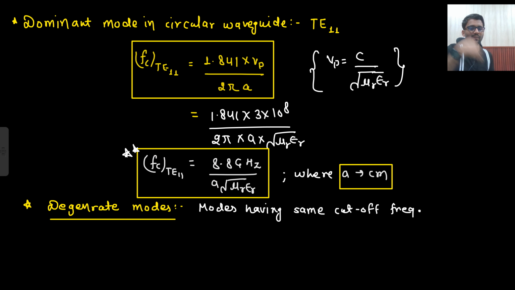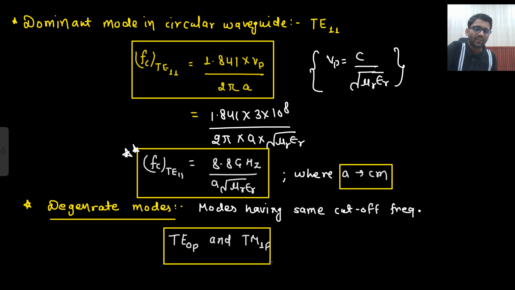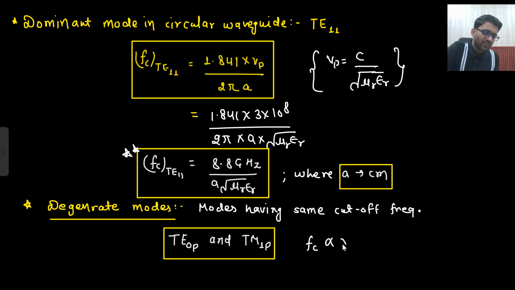Okay. Now there is another term known as degenerate mode. What do you mean by degenerate mode? That means modes having the same cutoff frequency. So in a circular waveguide, TE0P and TM1P both have the same cutoff frequency. Why is that so? Because FC only depends on XNP for TM mode, and FC only depends on X dash NP for TE mode.